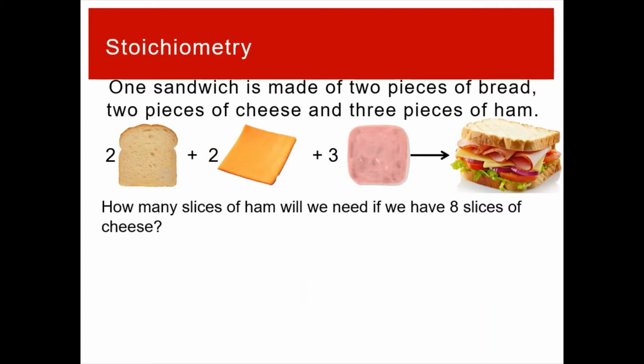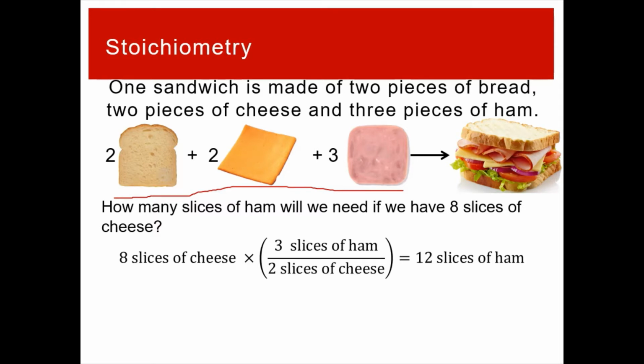Well, say I'm going to make those sandwiches. Say I have my 8 slices of cheese. I know I can make 4 sandwiches. Well, how many slices of ham would I want? I know that I need all 3 of the ingredients in order to make this sandwich. So if I have a certain amount of cheese that I need to use, how much ham do I need to pull out?